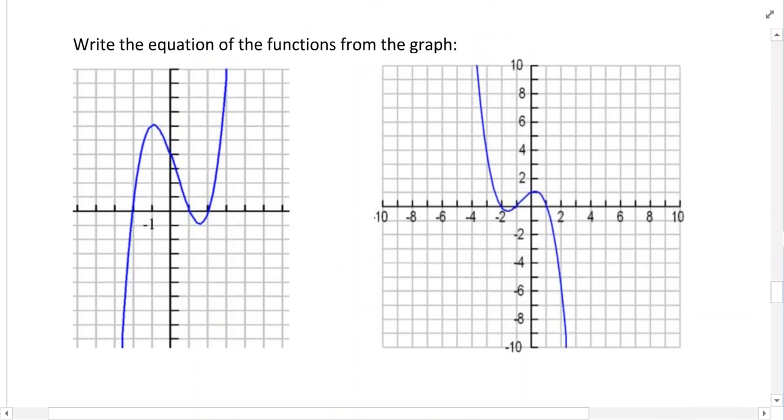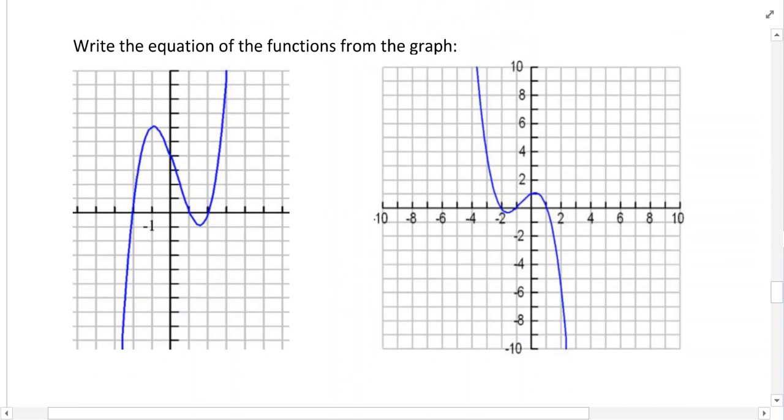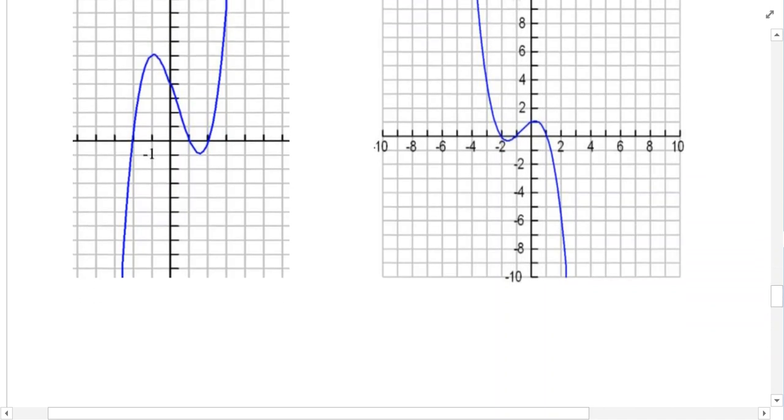Right, so now we're going to write some equations from the graph. Not very different from what we were doing. Same ideas, just going the other direction. And sometimes we're going to write our equation in factored form, and sometimes we're going to write the equation in standard form. So, I'm going to first identify our zeros. And I have a scale on the x-axis.